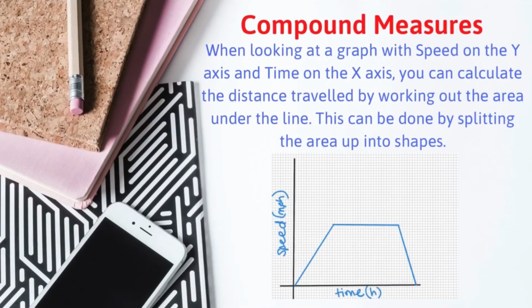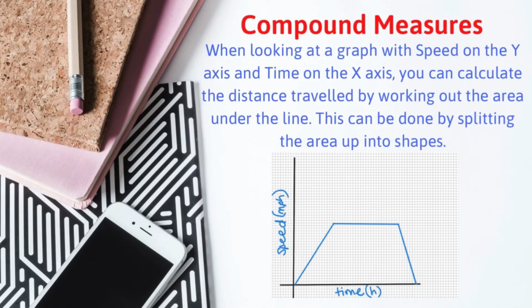When looking at a graph with speed on the y-axis and time on the x-axis, you can calculate the distance travelled by working out the area under the line.